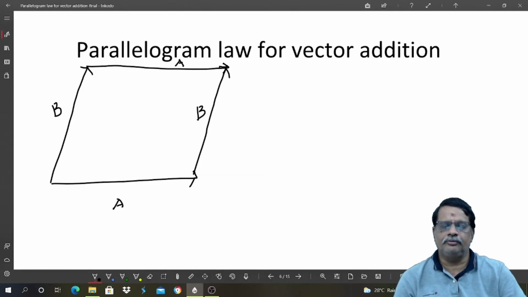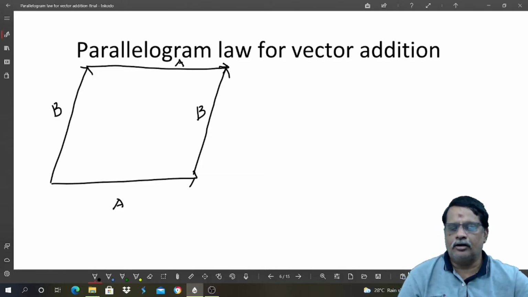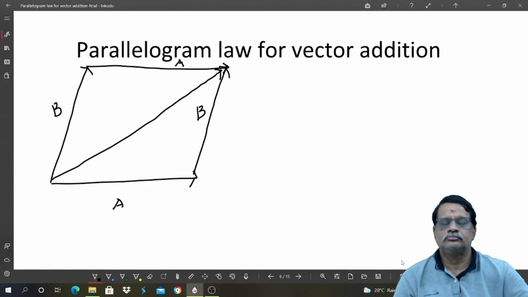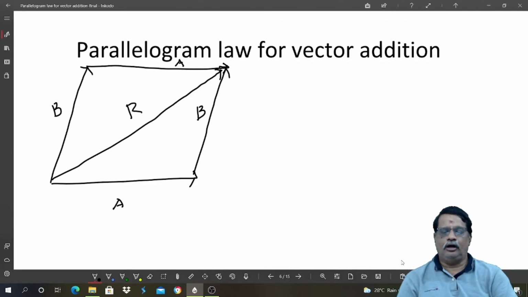So this is your B. Now join the common tail and the common tip. So this is your resultant R. Of course, this angle we call by the name alpha. That is the angle between the two vectors at the beginning, and let the resultant make an angle theta with the vector A. Now we have to find the magnitude of the resultant.